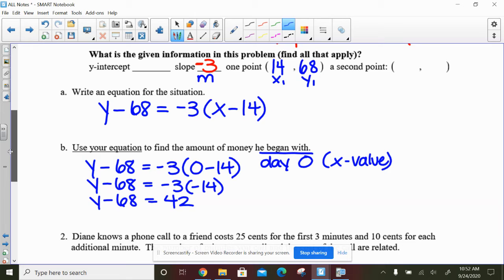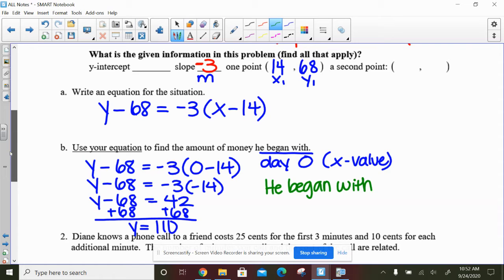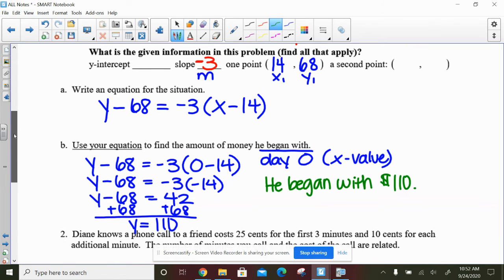-3 times -14 is 42. And then I would add 68 to both sides. When I add 68 to both sides, I get 110. And so that is your starting amount at day 0. So he began with $110. Okay, and so now let's look at example 2.